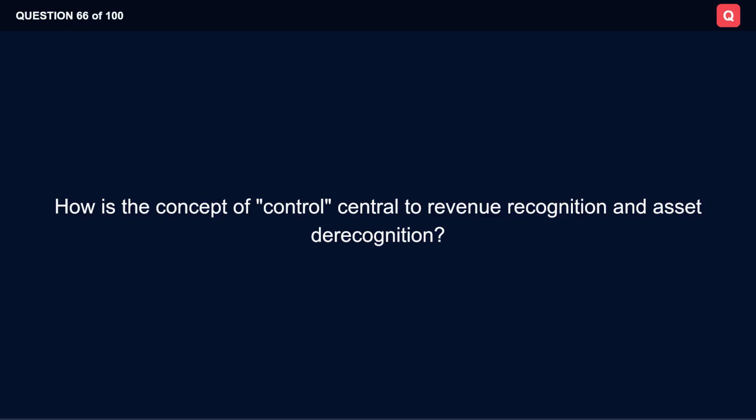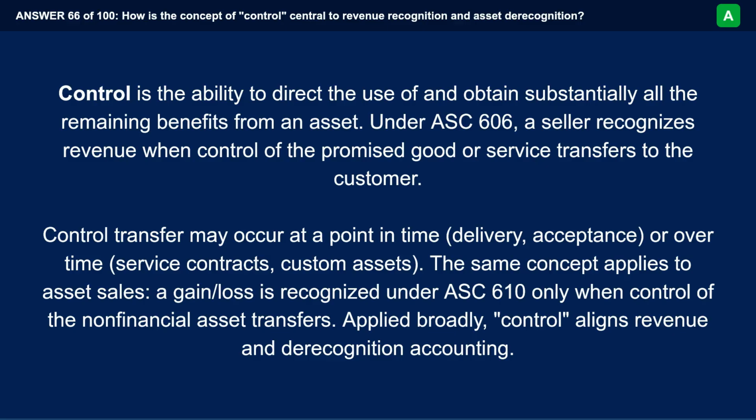How is the concept of control central to revenue recognition and asset derecognition? Control is the ability to direct the use of and obtain substantially all the remaining benefits from an asset. Under ASC 606, a seller recognizes revenue when control of the promised good or service transfers to the customer. Control transfer may occur at a point in time, such as delivery or acceptance, or over time, such as service contracts and custom assets.